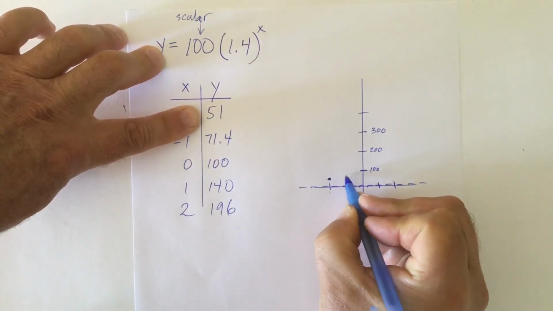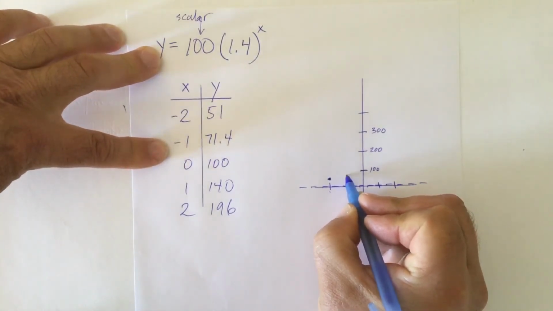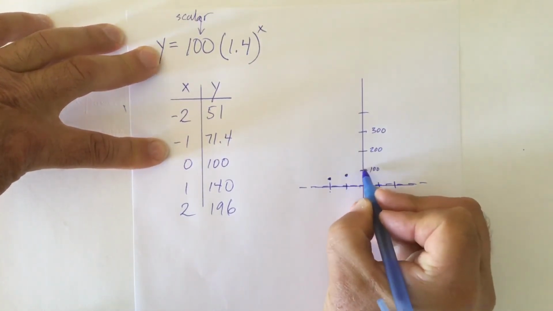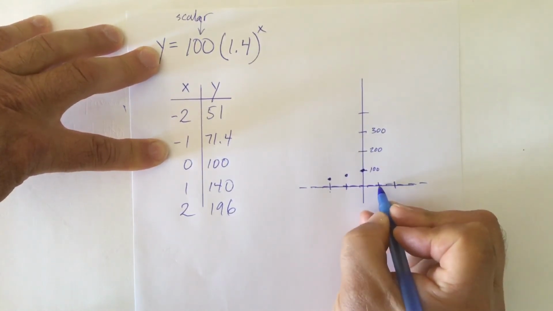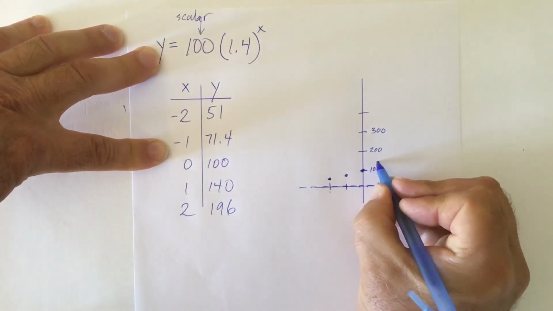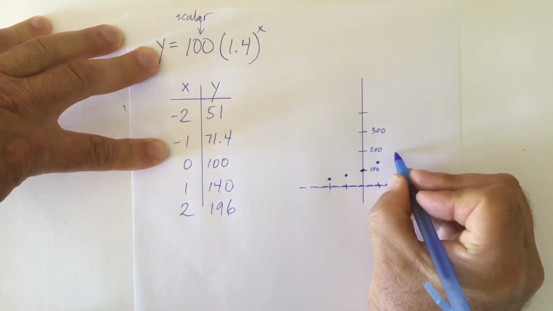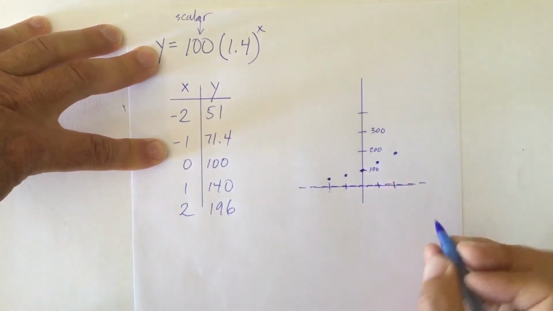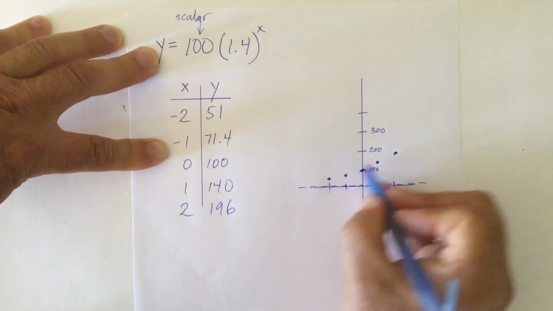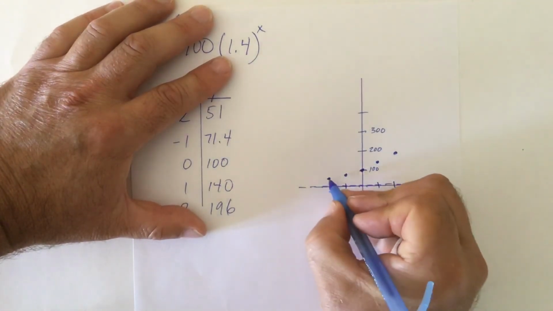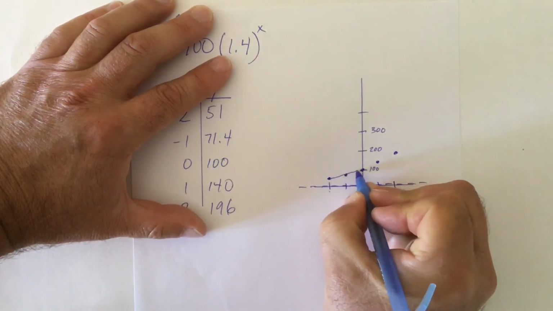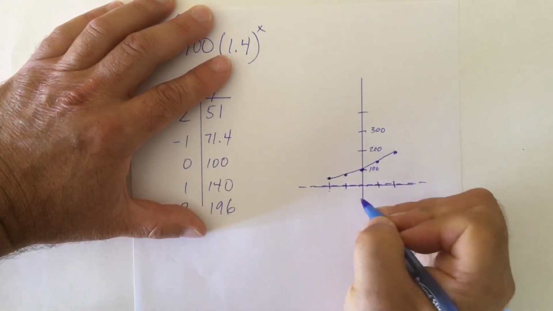I plugged in -1, I got out 71. So I'm about right there. That's what I get out. When I plug in 0, I get out 100. I plug in 1, I get out 140. When I plug in 2, I get out 196. So what happens is it almost looks like a straight line. It really does. It's super laid back. If I just connect these dots, that's all I see.